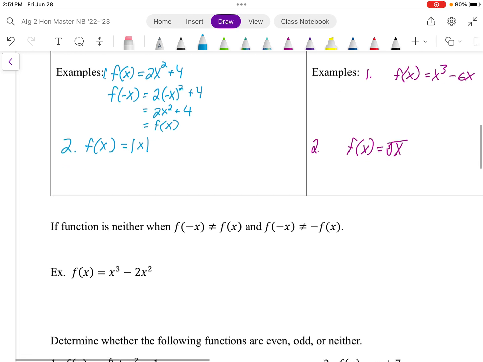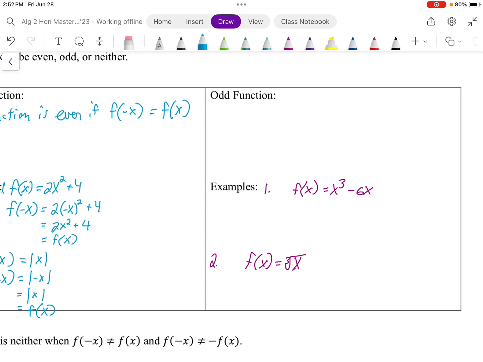So algebraically, you're doing f of negative x. I'm going to do the same thing for number 2 here, which in this case would mean I'm doing the absolute value of negative x, but that is the same as the absolute value of x, which is equal to the original f of x. Therefore, this function is also even.